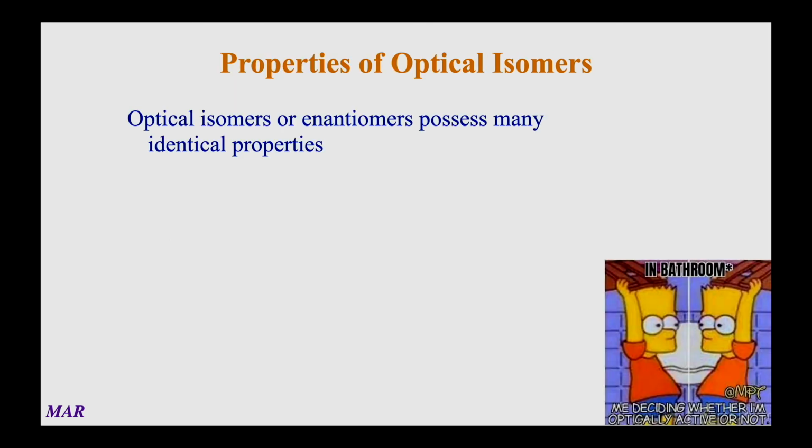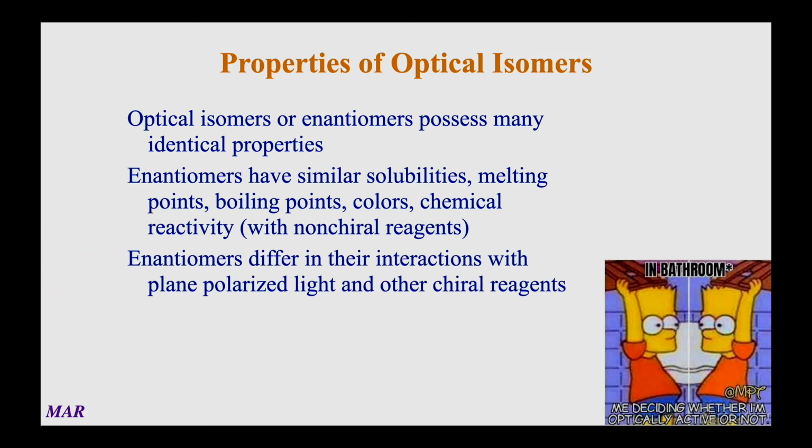These crazy optical isomers do some wild things. They possess a lot of identical properties. So for example, solubilities are similar, their melting points and boiling points are similar, usually their colors are the same, they will oftentimes have similar reactivity. But if you have an enantiomer and you react it with another chiral agent, you're going to see differences in reactivity. So the first way that they figured out that enantiomers exist is they used what's called plane polarized light.